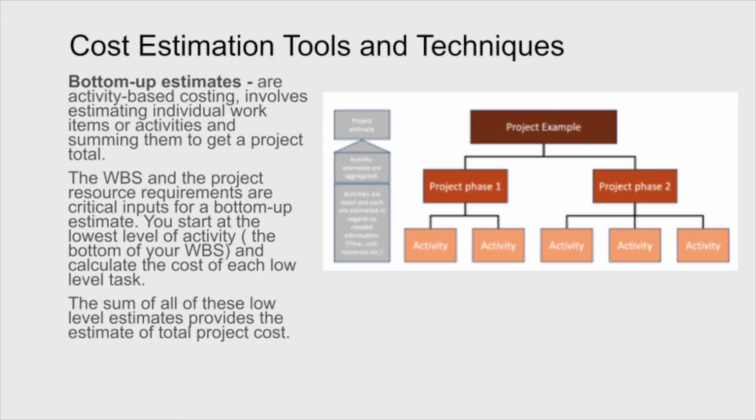Next, we have bottom-up estimates. And this is what I was just referring to in terms of the work breakdown structure. Bottom-up really takes the project, divides it into little tiny parts, and does estimated costs on each of the little tiny parts. The total project is the sum of all its parts, and the total cost is the sum of all the costs of those parts.